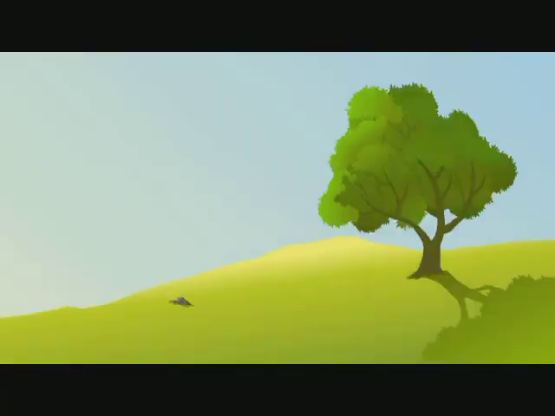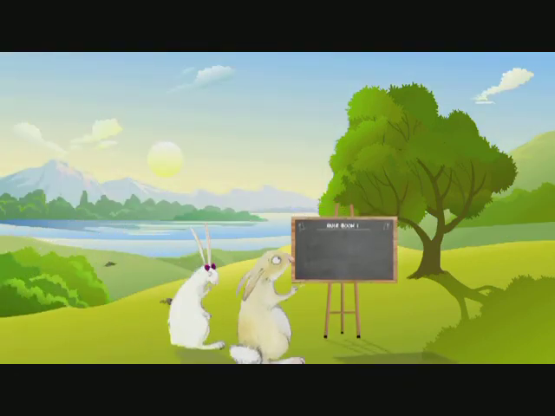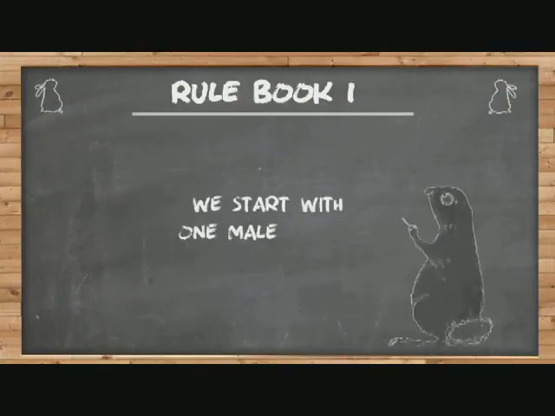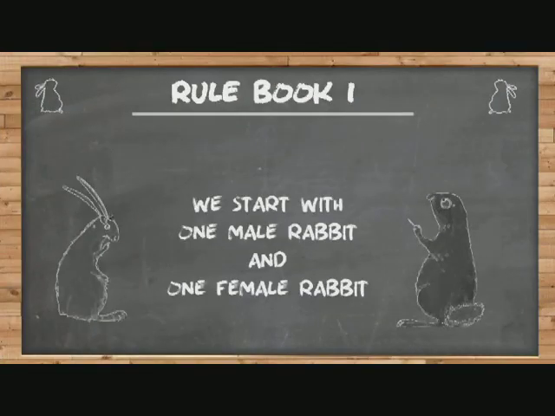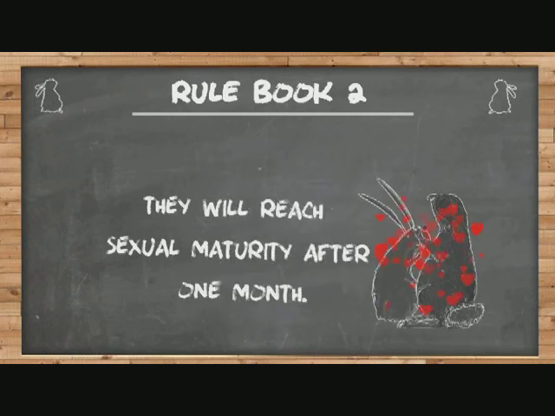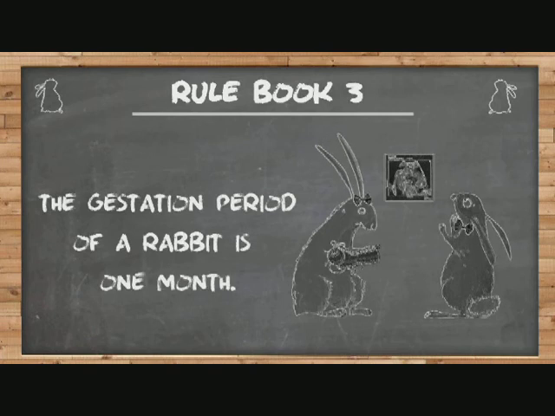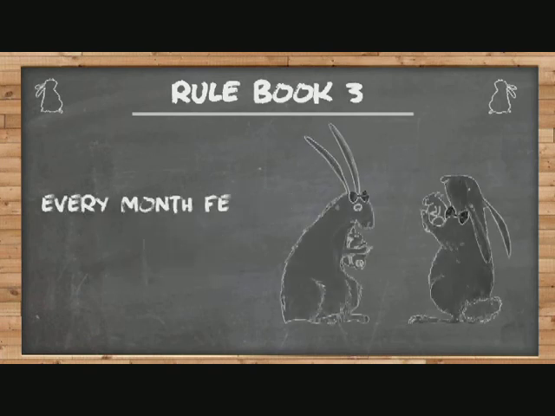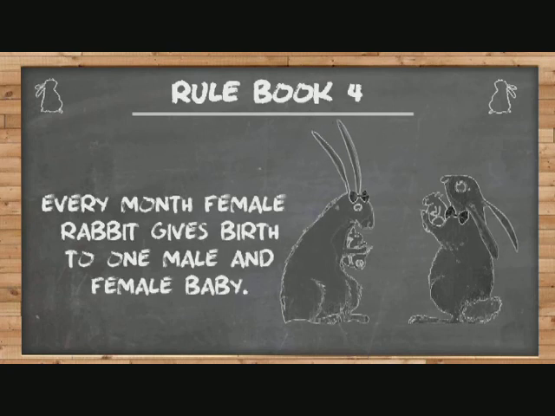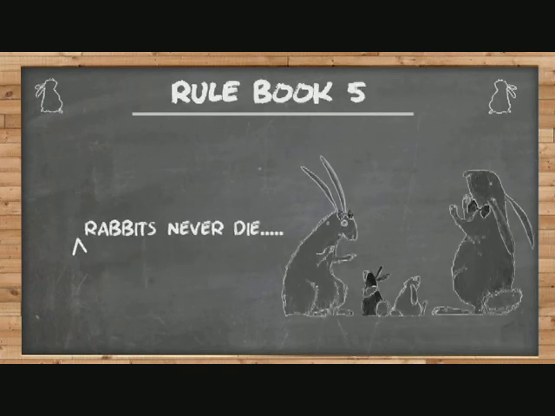Now back to Abir and the story of Lonely and Chalk. Now as the rabbit family expands in Fibonacci's field, here are some simple rules that we need to keep in mind. We start off with one male rabbit and one female rabbit, in this case Lonely and Chalk. They will reach sexual maturity after 1 month. The gestation or pregnancy period of a rabbit is 1 month. And then the female rabbit will give birth every month to one male rabbit and one female rabbit. And rabbits never die, because this is math.